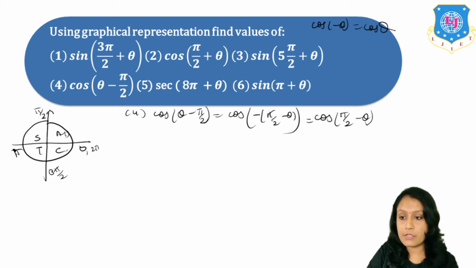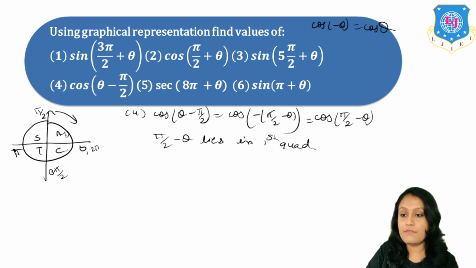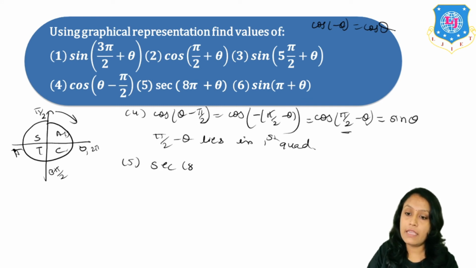Now pi by 2 is present over here. So pi by 2 minus theta will lie where? In the first quadrant, and we know that in the first quadrant all the trigonometric functions are positive, so a plus sign will come. Now we have pi by 2 over here, so in place of cos we'll write sin theta. So the final answer of cos of theta minus pi by 2 is sin theta.